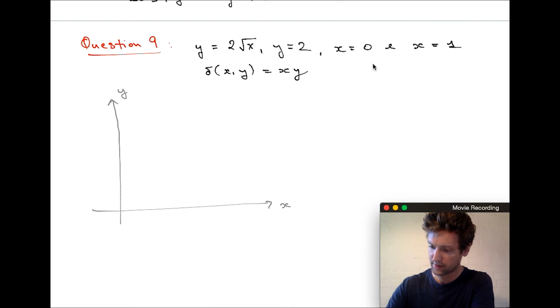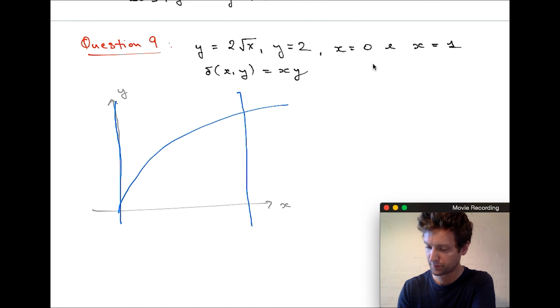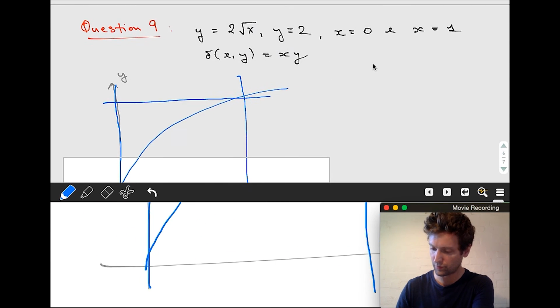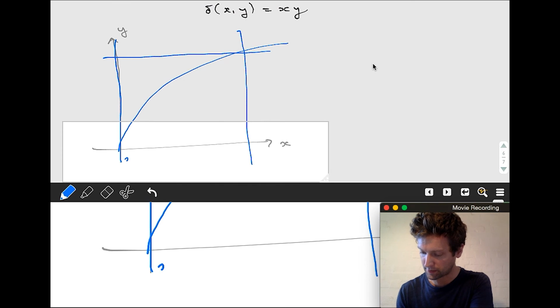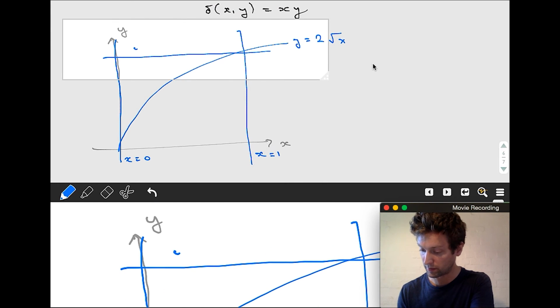So we've got x is equal to 0, x is equal to 1, y is equal to 2 root x, which is going to look something like this, and y is equal to 2. So this is the curve x is equal to 0, x is equal to 1. We've got y is equal to 2 root x, and we've got y is equal to 2.